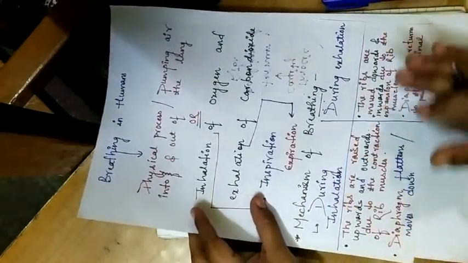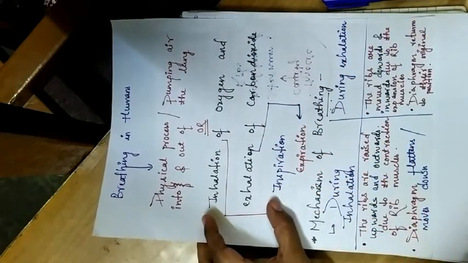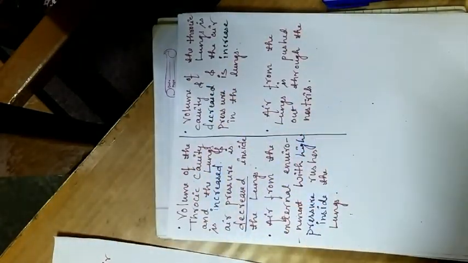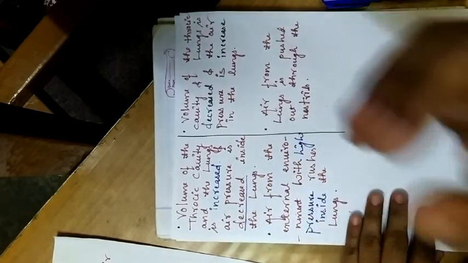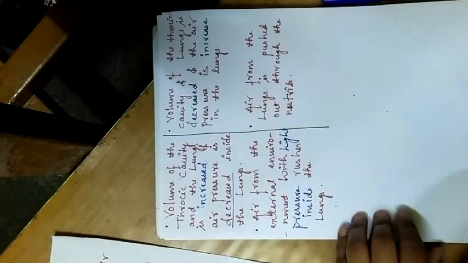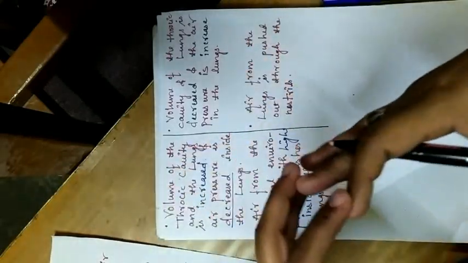Alright, so this is what happens during inhalation. As we inhale, the ribs are raised upwards and outwards. Due to the contraction of the rib muscles, the diaphragm flattens. The volume of the thoracic cavity, inside which our lungs are enclosed, and of the lungs increases, and the air pressure inside the lungs is decreased. So the air from the external environment or the atmosphere starts rushing inside the lungs and they are filled with the fresh air.